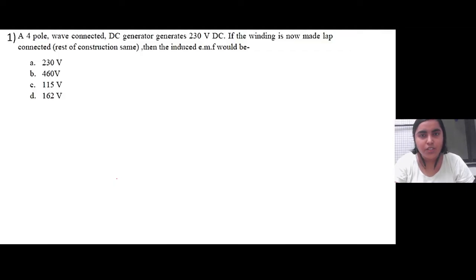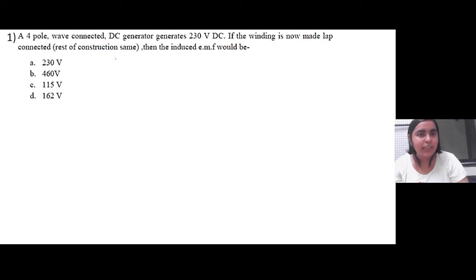So the first question we have for today is that a 4-pole wave-connected DC generator generates a voltage of 230 volt, and the winding, which was initially wave connected, is now made into a lap connected. And what will be the induced EMF based on this type of construction?